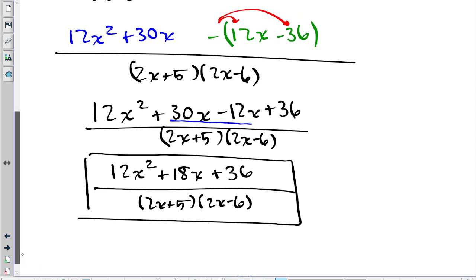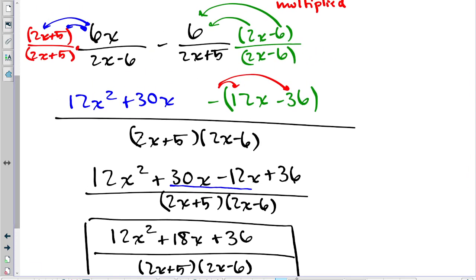Okay? The only difference between adding and subtracting is this step where I subtracted everything all at once, and so I distributed the minus sign. Otherwise, I would just add these two things together. Okay? Let's talk about multiplying and dividing.